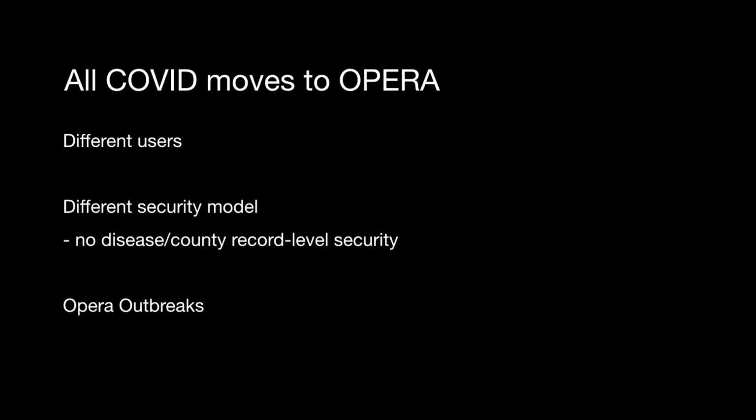So the advantages here is, with the different users, we could implement a different security model. We basically eliminated the county security and the disease security. So now when you do a search in Opera, it doesn't have to limit it and employ that security model. We think that's made a big difference in speed. But we still struggled quite a bit because the volume of data is just so high.